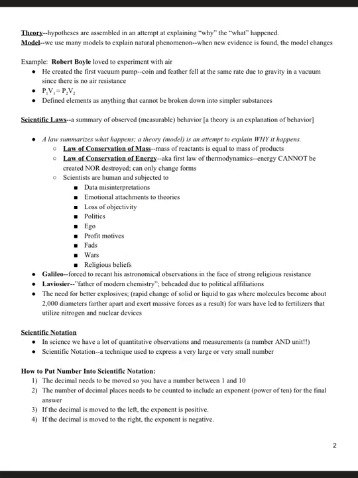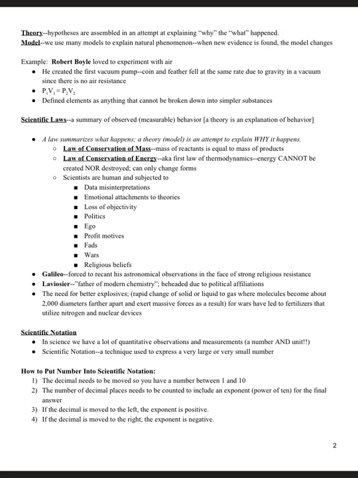So we're looking at, what happens after the scientific method? Well, you've got a theory. These are just hypotheses that are assembled into an attempt to explain why whatever happened. And then we've got a model. You know, we use models to explain natural phenomena. So when new evidence is found, the model can change.